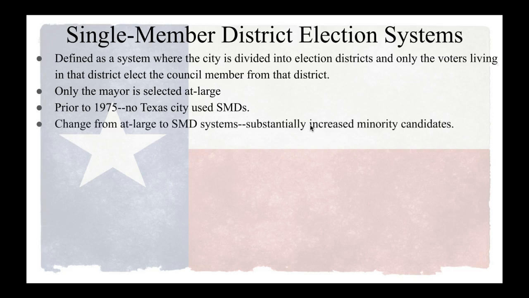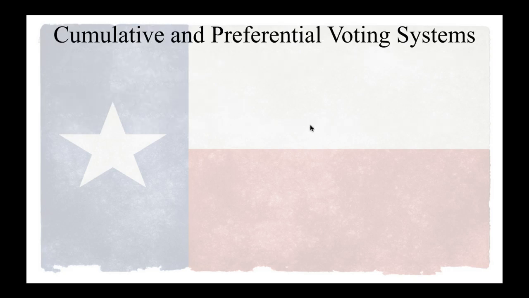And so change from at-large to single-member districts actually substantially increases the minority candidates because certain areas of a city might have a larger percentage of Latino or African American individuals living in it. And so if you concentrate them into one precinct or into one district, they can vote to elect minority candidates on a larger scale.